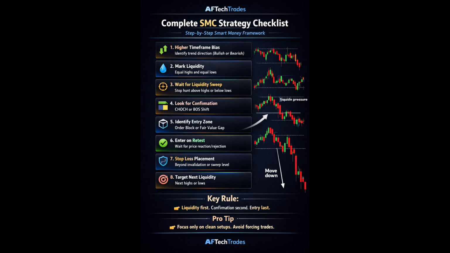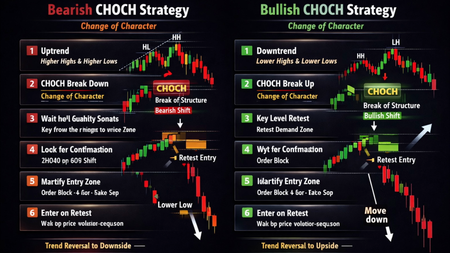Now let's walk through one clean example. We see equal highs, so we know buy-side liquidity is sitting above. Price pushes up and takes those highs. That's the sweep. Immediately after, price drops and breaks below the last high or low. That's a bearish CHOCH. Now we don't chase.